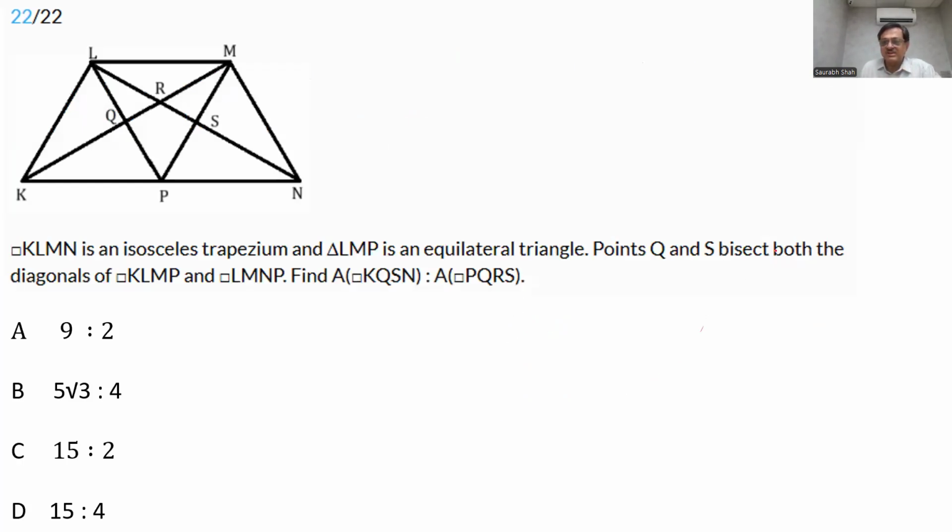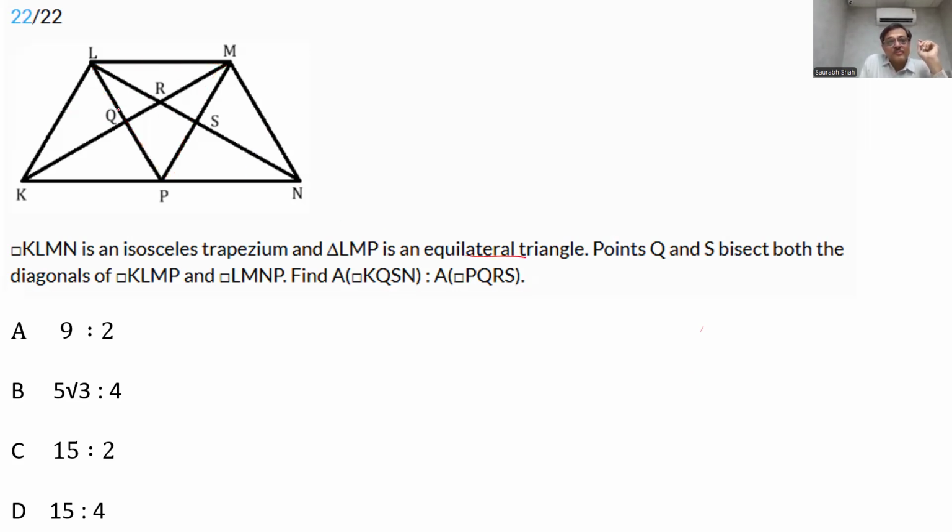A very interesting question here again. A very interesting one. So we have a trapezium, isosceles trapezium. Remember, it's an isosceles trapezium. And we have L and P, the triangle in between, the middle triangle is an equilateral triangle. This triangle is an equilateral triangle.